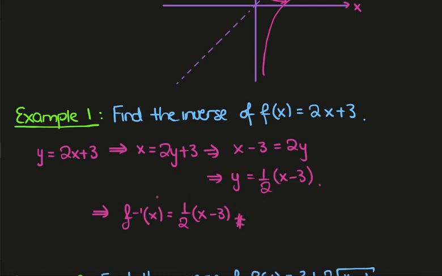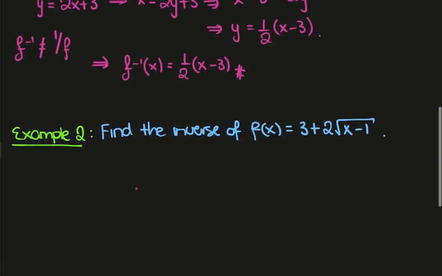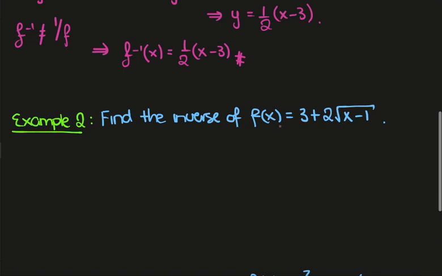Notice that f inverse is not 1 over f. 1 over f is the reciprocal function. f inverse is the inverse function. They're very different things. Okay, so let's do the same thing with a slightly more complicated example.